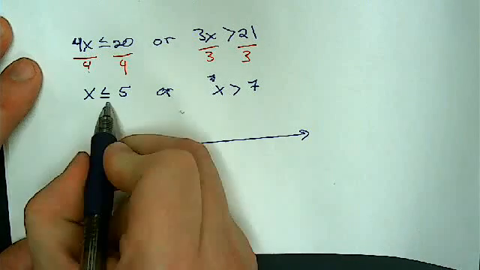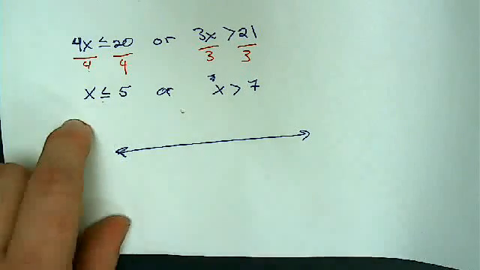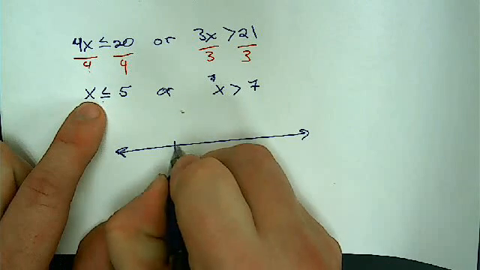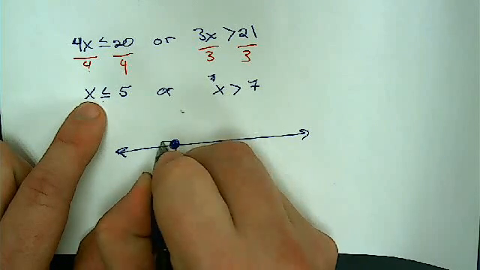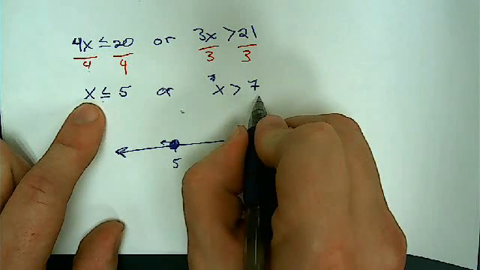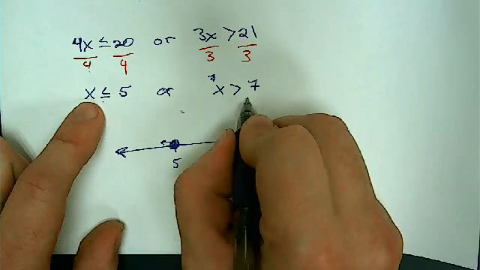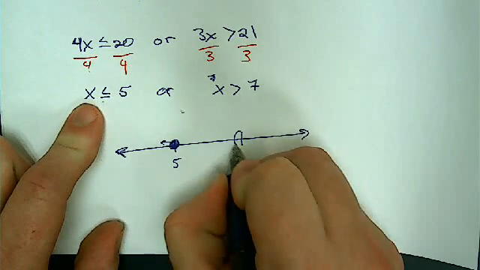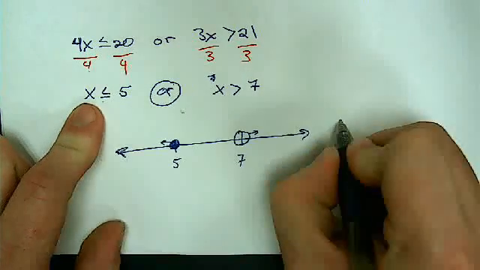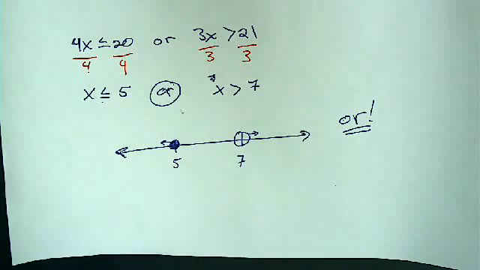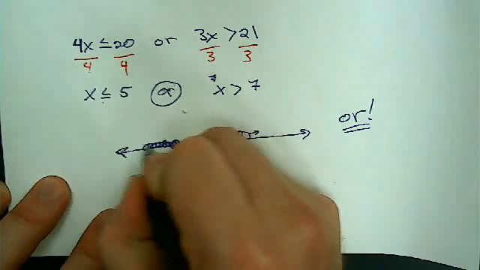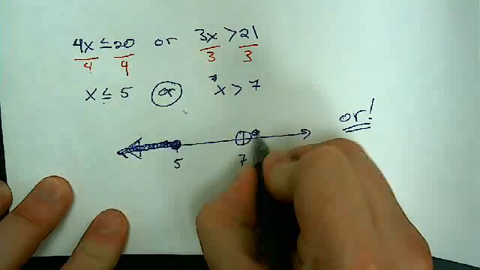When I graph x is less than or equal to 5, closed circle at 5, it would go to the left, so I make a little arrow to say I'm going that way. X is greater than 7: open circle at 7, goes to the right. And now we're graphing the word or. So that means anything that's in either shade counts. Which means it's all of these and it's all of these.